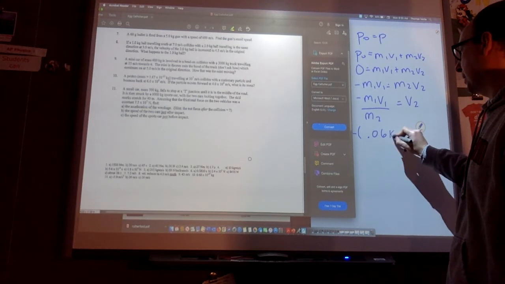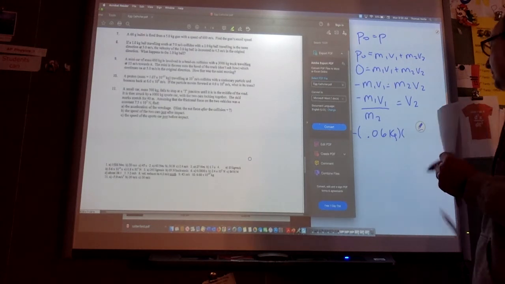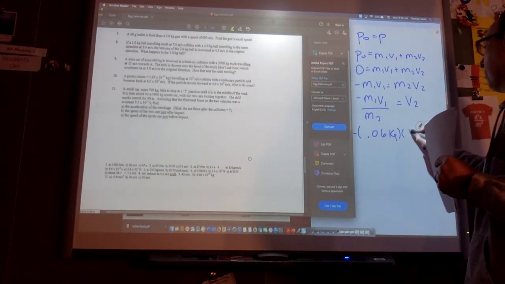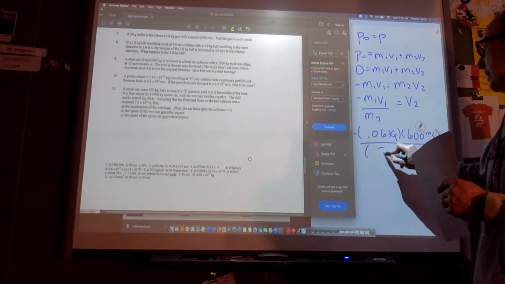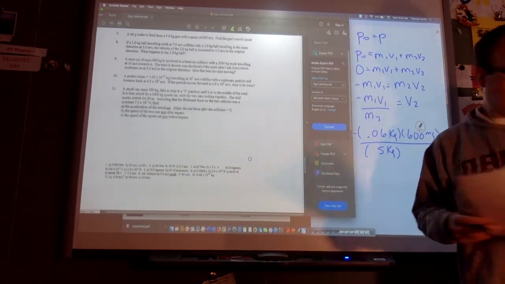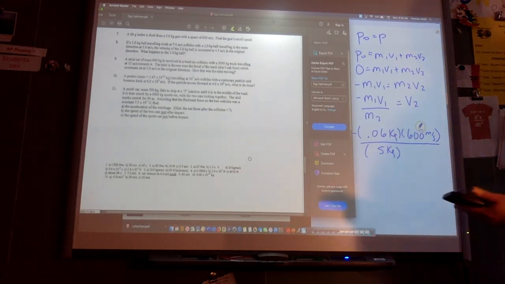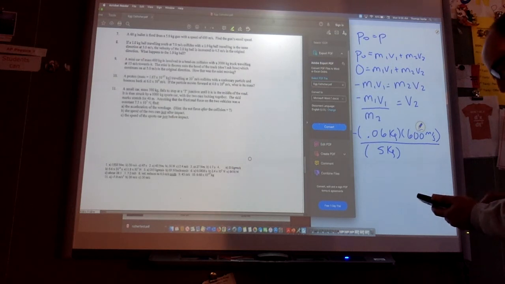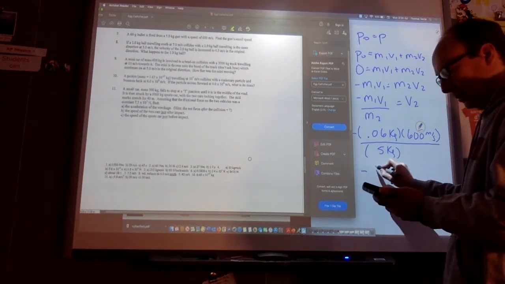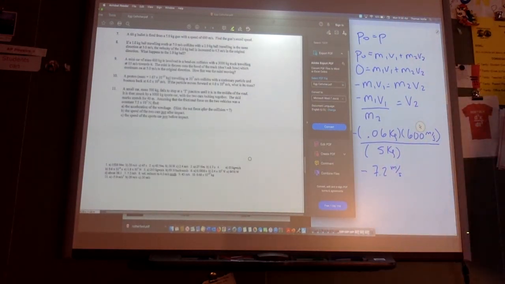So I have 0.06 kilograms. The bullet's the same mass as our egg. Who would have known? And this bullet's going at 600. My gun is 5 kilograms. So it looks like I'm going 7.2 meters per second in the opposite direction.